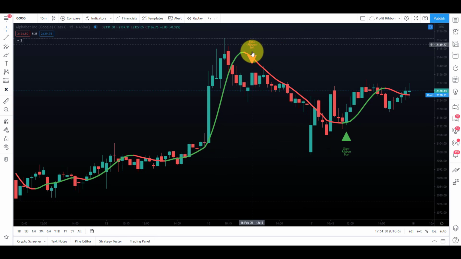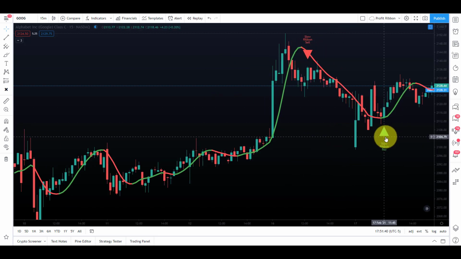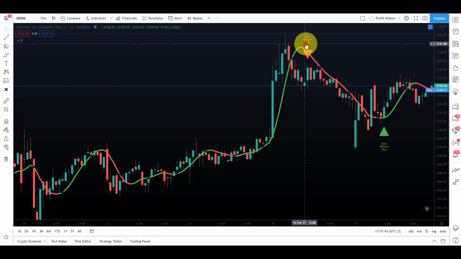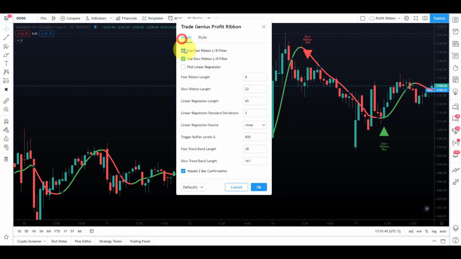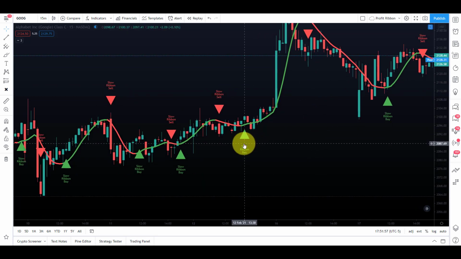You will also notice we have the buy and sell indicators. So these are just the slow ribbon buy and sell indicators. And as you can see, at these bigger turns, you'll get this signal. Now, I have it set to be filtered with the linear regression filter. Okay, if I turn that off, so use the slow ribbon linear regression filter, you'll notice it's going to get a lot more noisy.